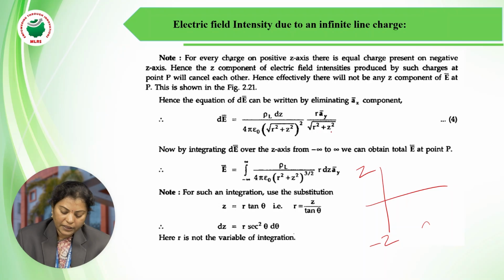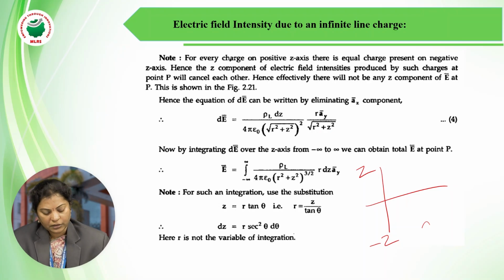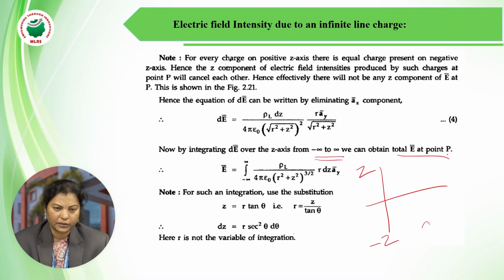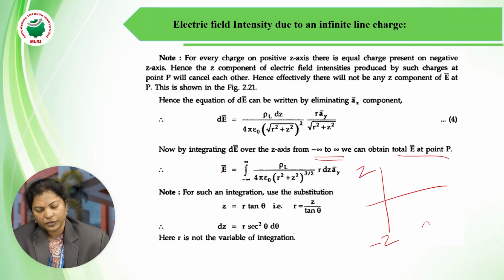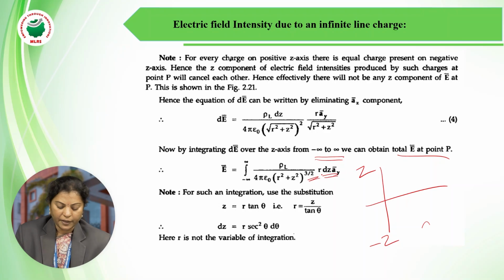Now by integrating dE over the limits, that is the z axis from minus infinity to plus infinity, we can obtain the total electric field intensity at point P. So E equal to integral from minus infinity to plus infinity rho L by 4 pi epsilon naught into r square plus z square, whole power 3 by 2, into r into dz into ay.